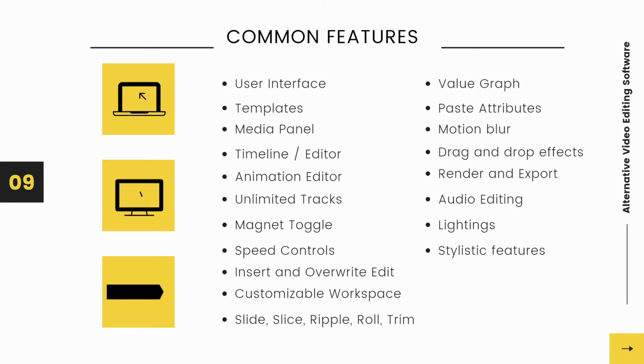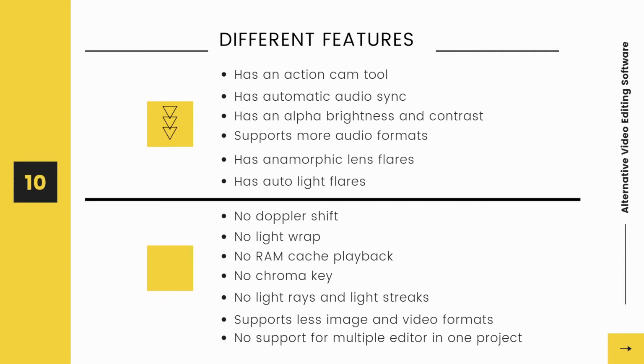In video editing, they both have similar features, with only a few things that are not the same. They have similar animation editing and audio editing. Both software also offer stylistic features that improve the quality of video editing. Now that we know the common features of both Filmora and Adobe Premiere Pro, let's identify their different features.